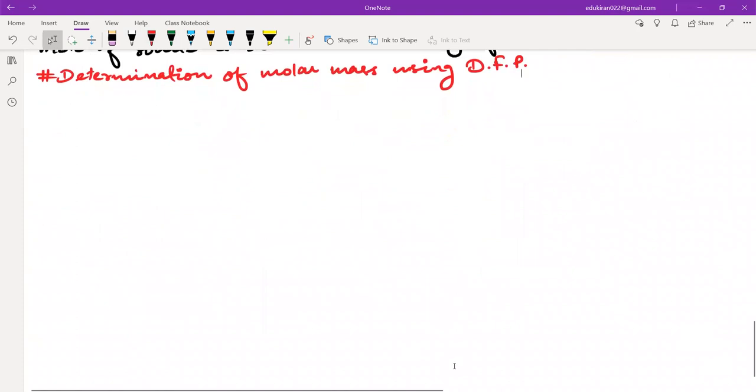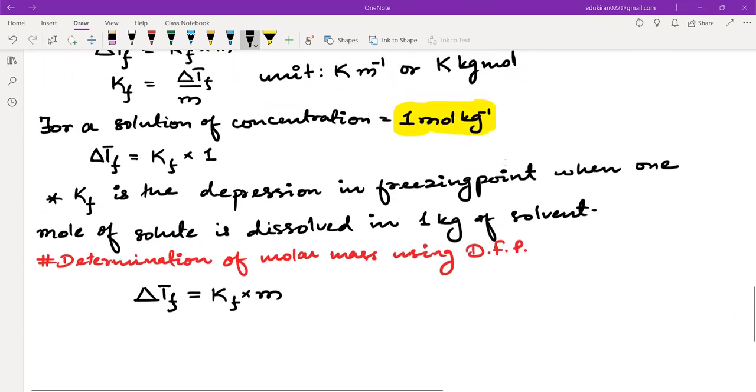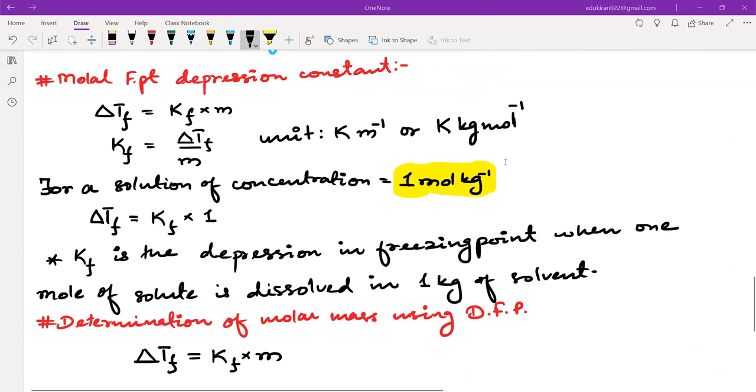Let me know if you are not done, and if you are done, let us try. Delta TF is equal to, generally speaking, delta TF will be equal to KF into the molality. Okay, and can you please scroll up? Okay, fine. Please copy this down, guys.